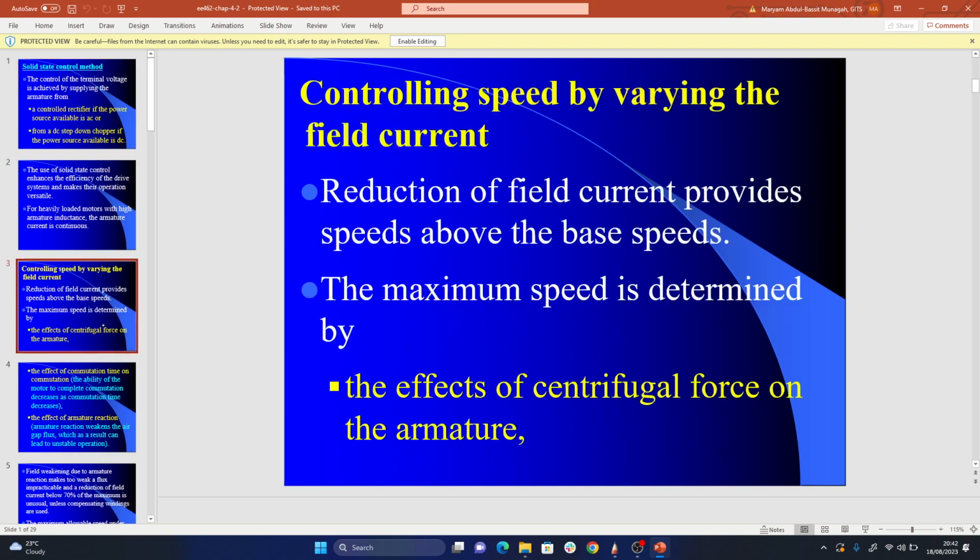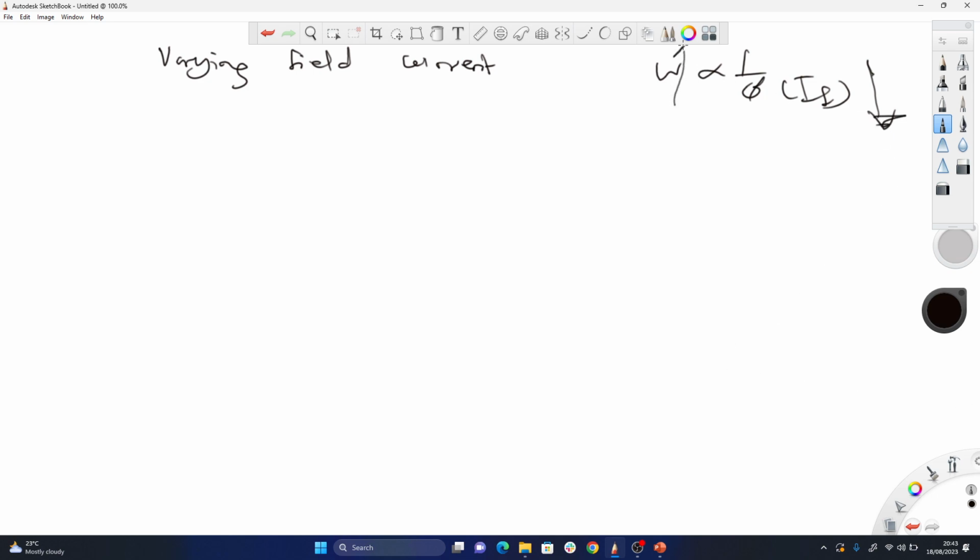Now let us look at controlling speed of DC motors by varying field current. As we know, the speed is inversely proportional to the flux phi. It depends on If. So if I'm reducing the If here, I will increase the speed. And at this too, we'll look at the conventional method and the solid state control method.